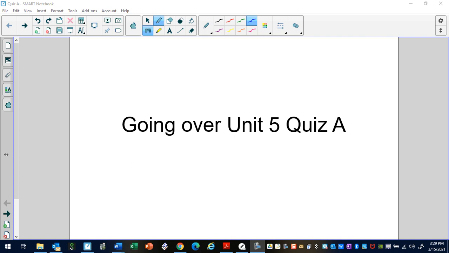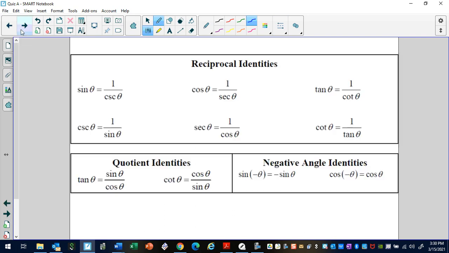Guys, I wanted to go over quiz A together because a lot of people made a lot of mistakes. So I thought it would be helpful to hear me go through the problems and think through them to help you study and review. Remember, if you do better on the test than you did on the quiz, I will replace the quiz grade with whatever percent you got on your test.